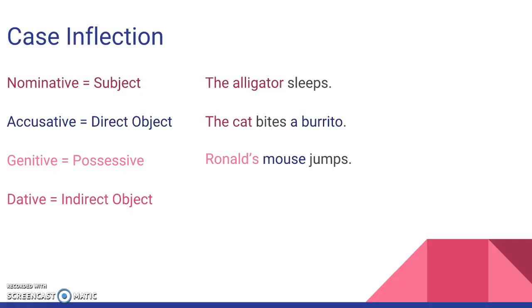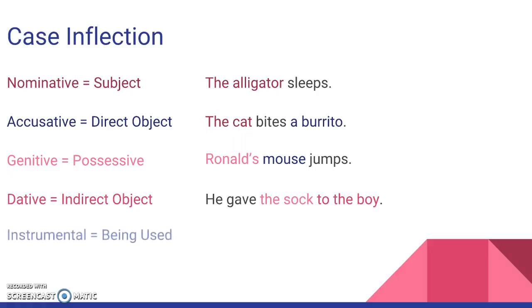The dative case shows if something is the indirect object of an action. The indirect object is something that is not receiving the action, but is still taking part in it. In this sentence, the boy is in the dative because he is receiving the outcome of the action, which is the sock being given to him.